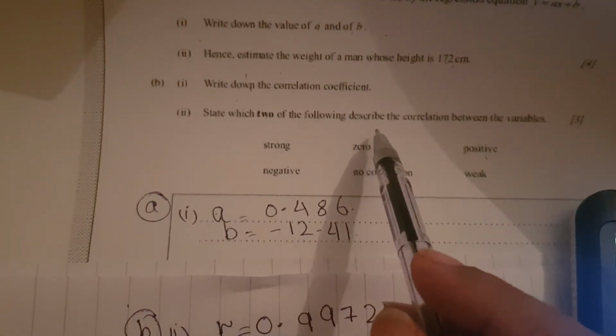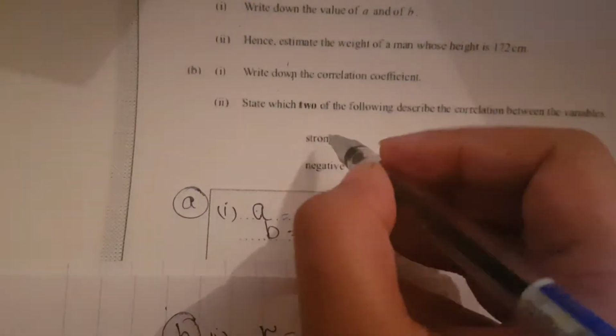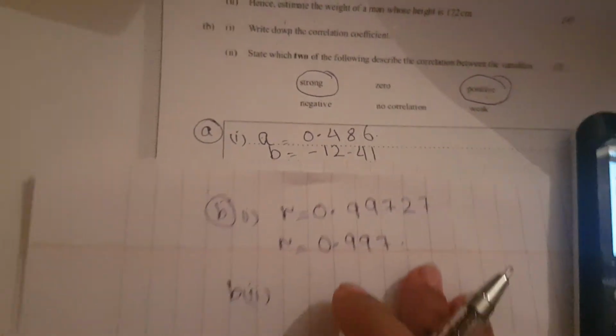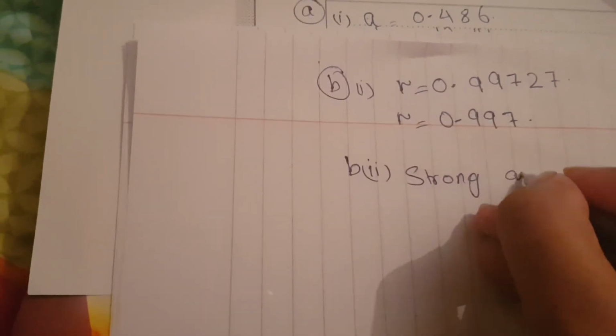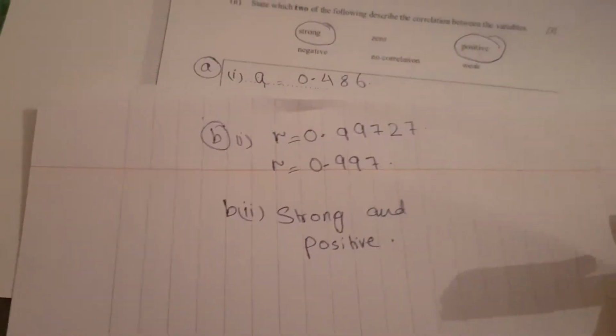So I will just pick these two as options, strong and positive. State which two of the following describe the correlation between the variables. Strong and positive. So my answer will be strong and positive. I'm done with the question.